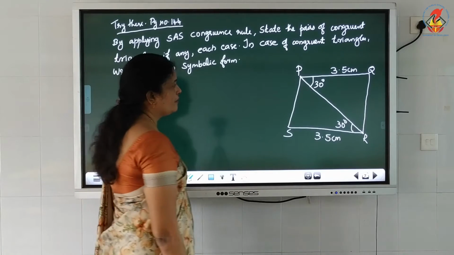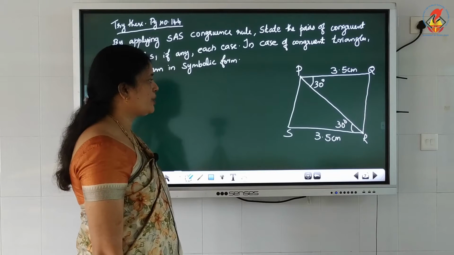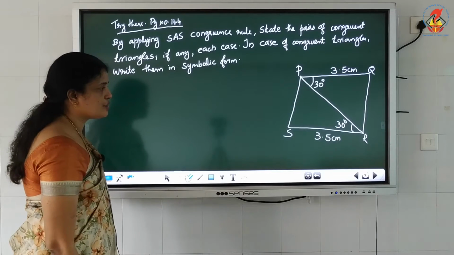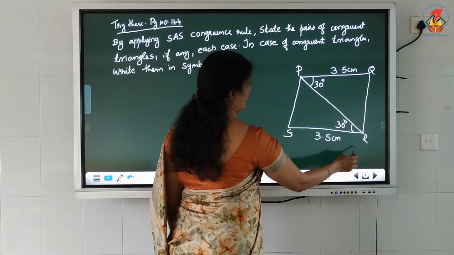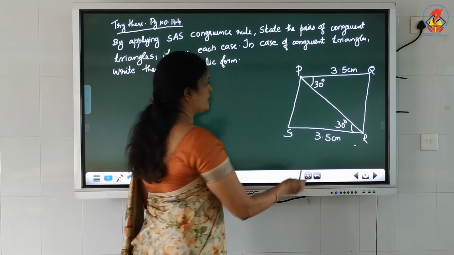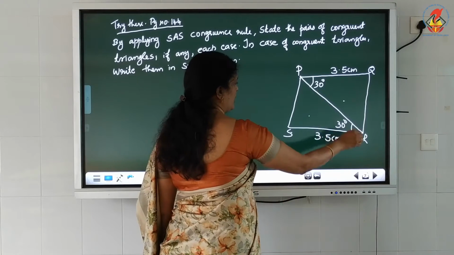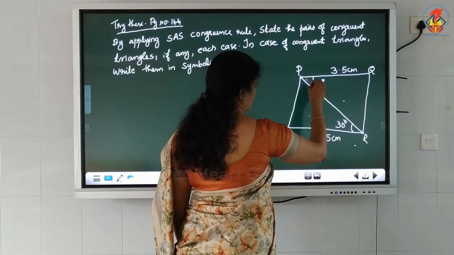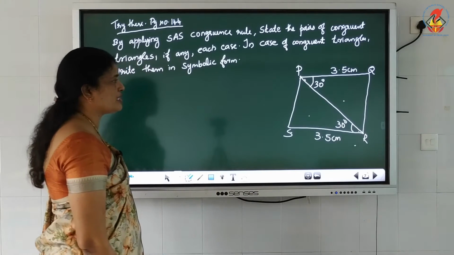Okay. Here in this figure, can you see the two triangles, triangle PQR and triangle PSR? Consider these two triangles. Here PQ equal to SR, 3.5 centimeter. Next one, what is it? PR is the common side of these two triangles. In triangle PQR also, PR is one of the sides. Then PR is the common side of both the triangles.